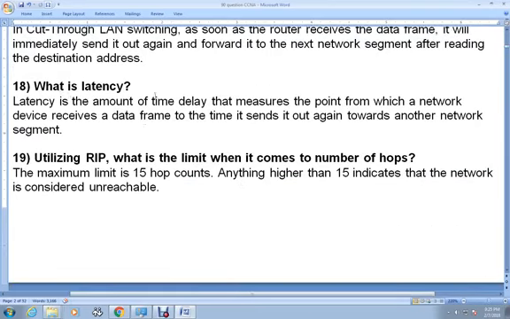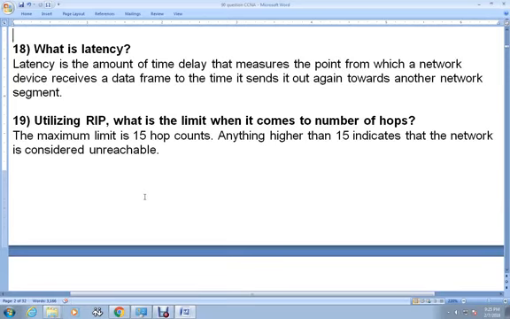Next question: what is latency? Latency is the amount of time delay that measures from the point at which the network device receives the data frame to the time it sends it out again towards another network. So latency means how much time it is taking to access the data, or from where it is accessing the data.